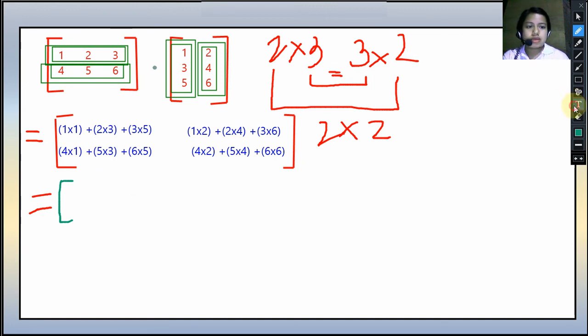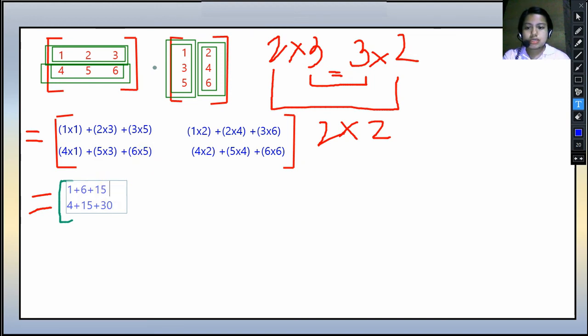Let me use the text button so that it will be easier. So we have 1 times 1, of course 1, plus 2 times 3, that's 6, plus 3 times 5, that's 15. Then we have our second row, first column entry, 4 times 1, that's 4, plus 5 times 3, that's 15, plus 6 times 5, that's 30.